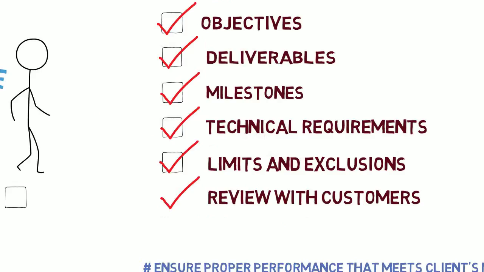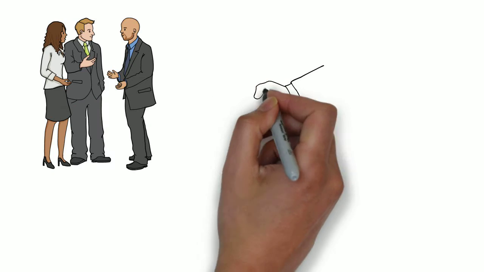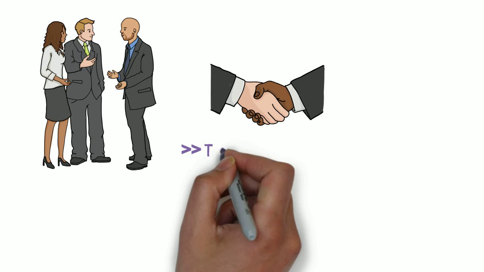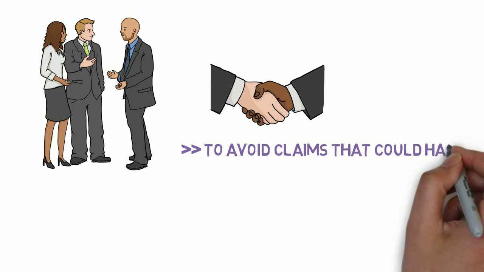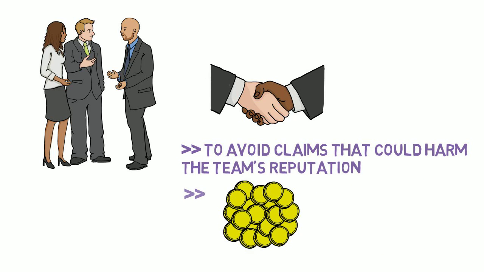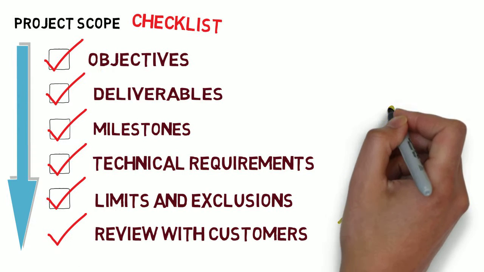In the end, we finally review our project with our customer and make sure that it satisfies his or her interests and settle a final agreement. This extra step of clear communication with the customer is imperative to avoid claims that could harm the team's reputation and be costly to the project or the team's overall company. After following all these steps in the checklist, we have vastly improved our chances of creating a successful game.